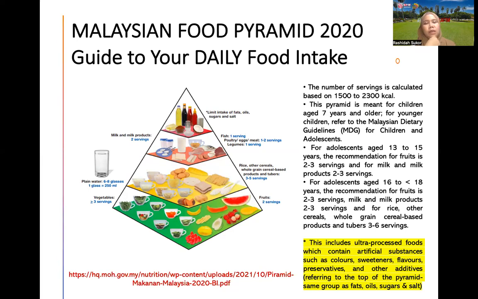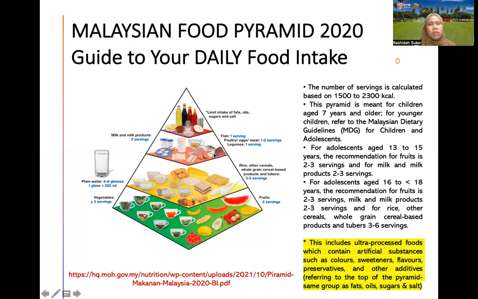The lower part of the pyramid has the higher servings. 3 vegetable servings, 2 fruit servings. Fruit, you have to wash also, because different fruits have different types of sugars. Plain water, we have to drink 6 to 8 glasses. This is very famous; everybody knows 8 glasses of water per day. Then rice and other cereals, 3 to 5 servings. Fish and milk products, about 2 servings.